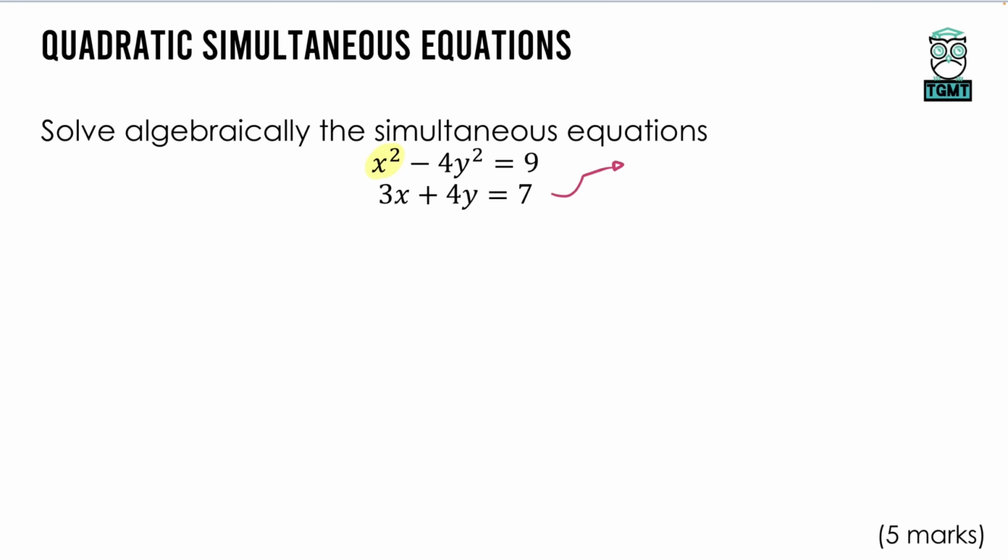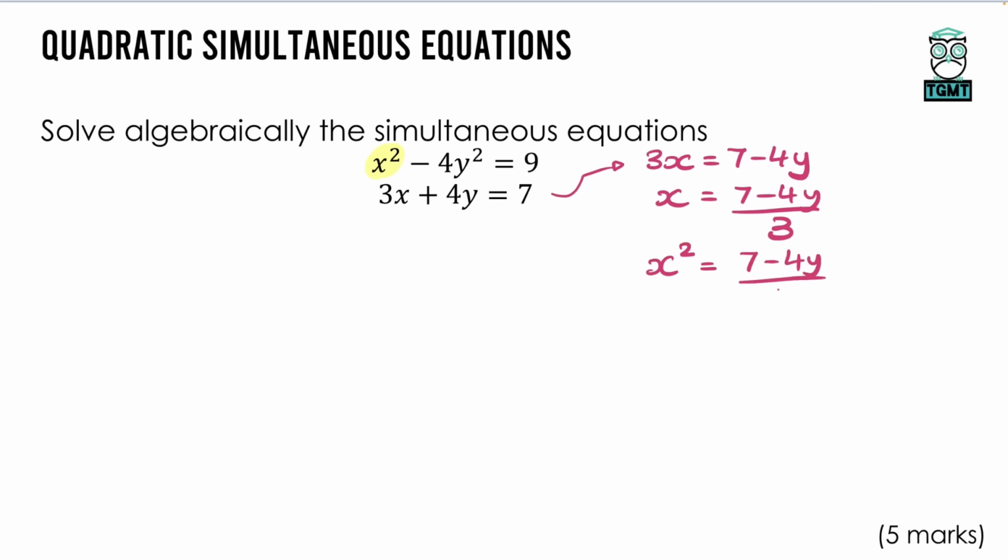So to do that I need to minus the 4y, so we have 3x will be equal to 7 minus 4y, and then divide by 3, we get x is equal to 7 minus 4y, all divided by 3. I can now substitute that into that first equation. However, it is x squared, so we need to work out what that is squared. So x squared is first going to be equal to 7 minus 4y all over 3 squared.